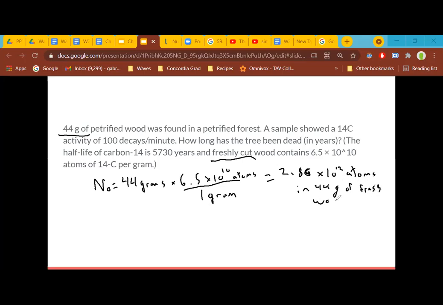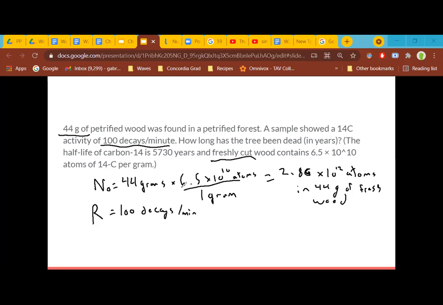But this is fresh wood, so obviously the petrified sample of cut wood has less than that. It's been decaying. We don't know how many atoms are left right now, but we do know, using a Geiger counter, that it has 100 decays per minute. So we know its current decay rate, which is 100 decays per minute.